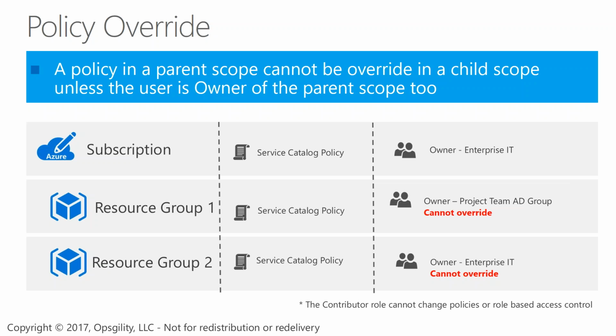What I mean, just to walk you through an example, I have in this diagram a service catalog policy that is applied at the subscription level. Now remember, policies are going to be inherited just like role-based access control. So this policy will apply for everything in that subscription. So if you look at the resource group 1 level, there is a group that is the owner of that resource group, the project team AD group, but they're not an owner at the subscription level where that catalog was set. Because of that, they cannot override it. The same is true for resource group 2.